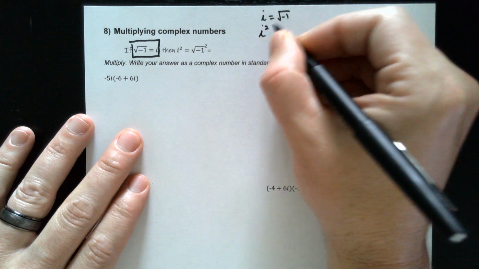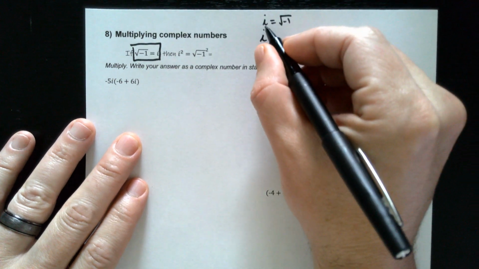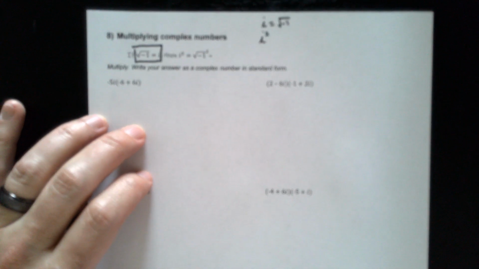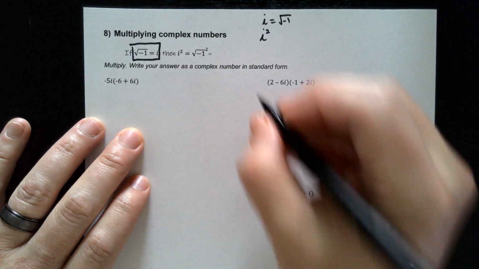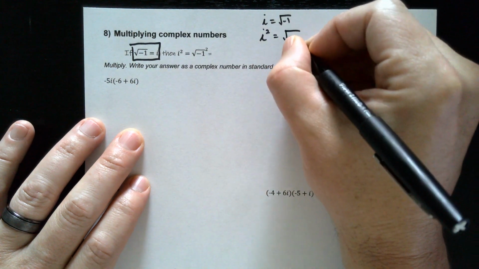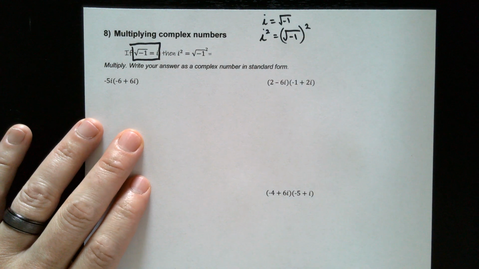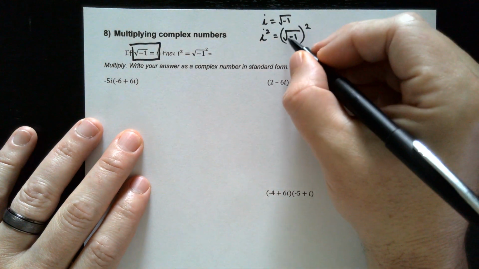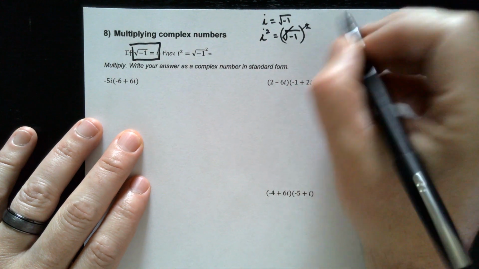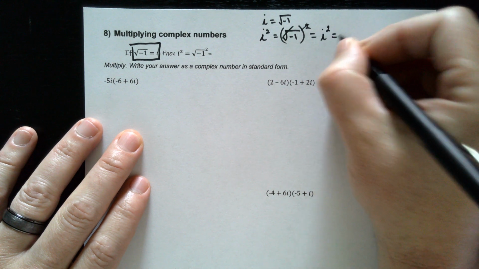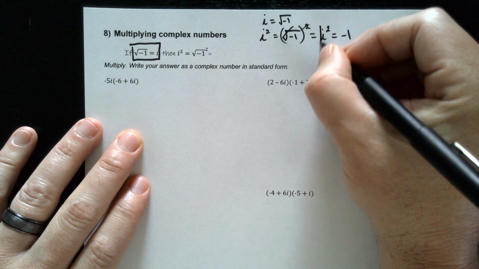Well, if i is equal to the square root of negative 1, then i squared would be this: take the square root of negative 1 and square it. Now, anytime that you square a square root, what happens? Well, the square root and the square cancel each other out, and whatever's on the inside is what's left. So that tells us that i squared is actually equal to negative 1.